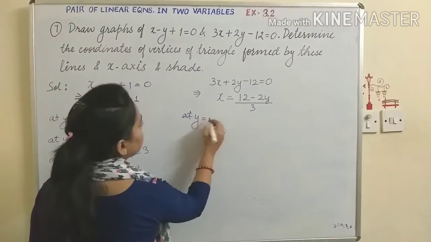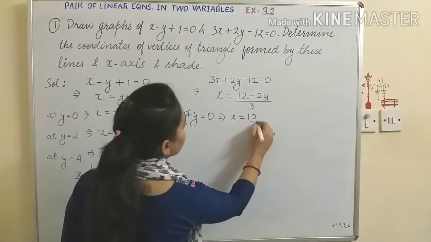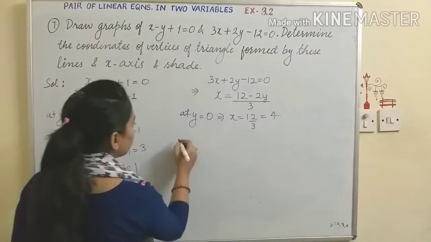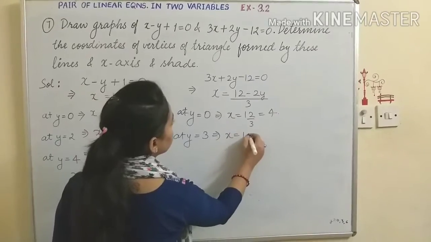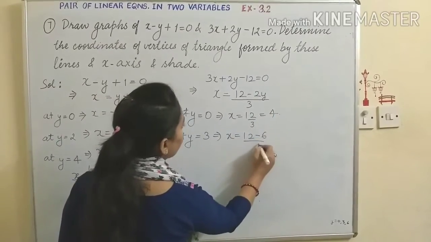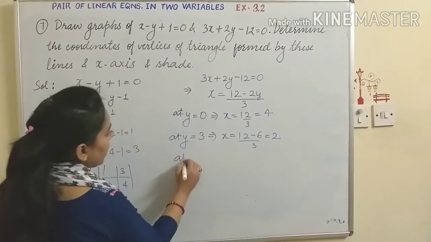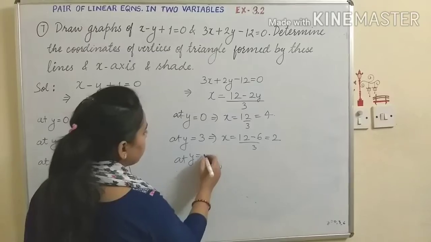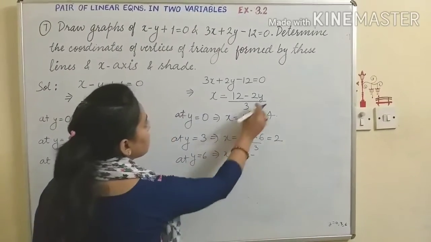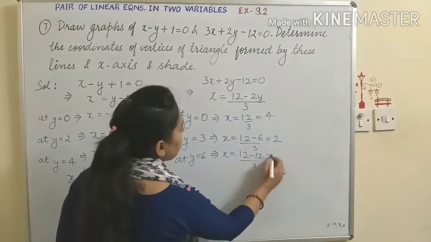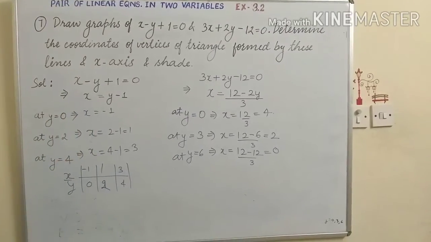Now let's solve the second equation. At y equal to 0, x is equal to 12 minus 0 upon 3, that is 4. Then at y equal to 3, x is equal to 12 minus 3 times 3, that is 12 minus 6 upon 3, which comes out to be 2. And at y equal to 6, x is equal to 12 minus 6 times 3, that is 12 minus 12 upon 3, which comes out to be 0. Again collect the values and then we will draw the graph.